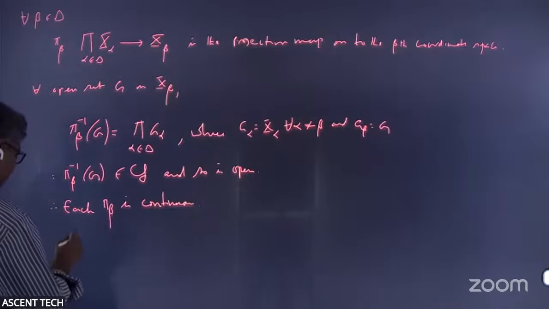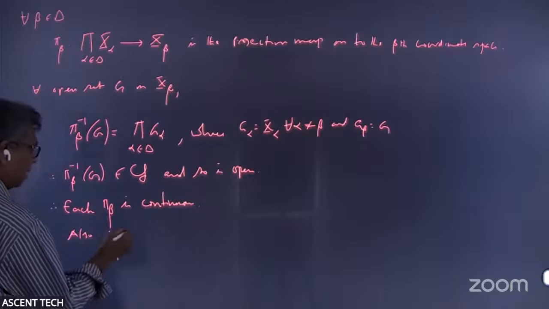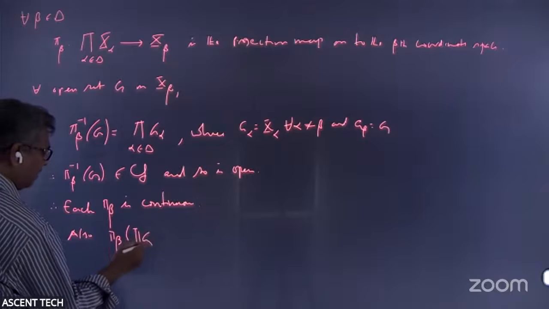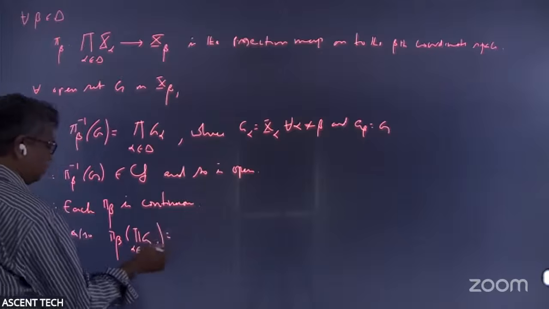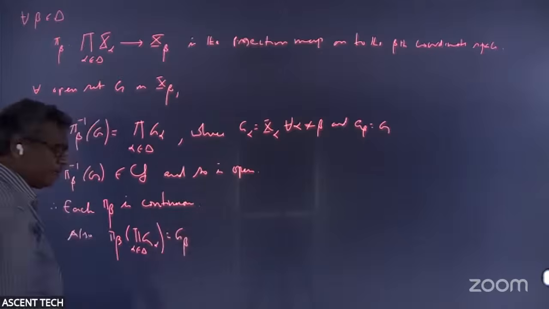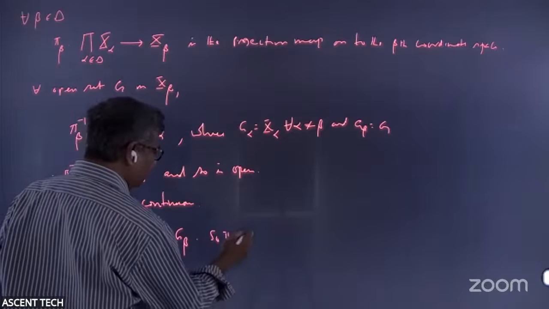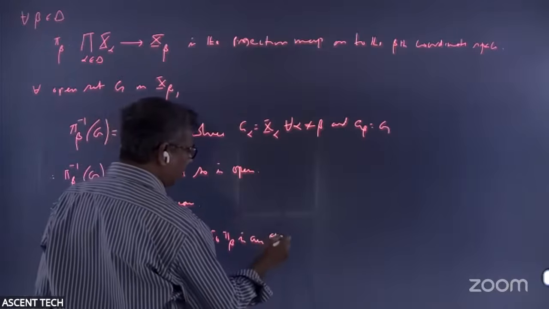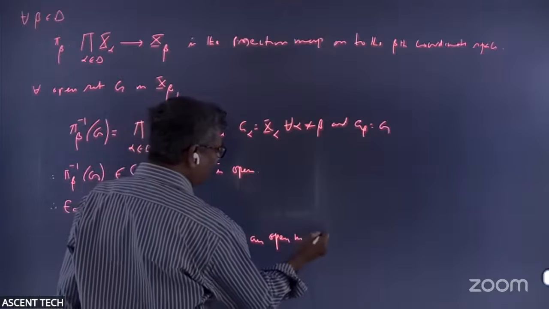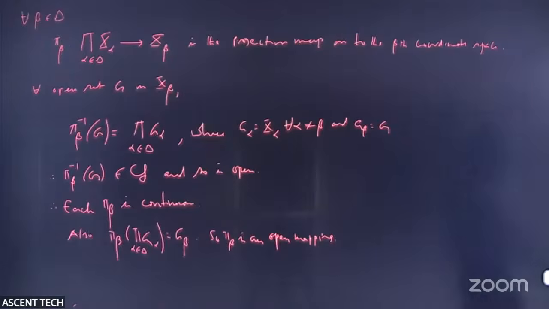Okay. Also, pi beta of the product of G alpha, alpha in delta, is G beta. So the projection map is open also. So pi beta is open too, it is an open mapping. So pi beta is both continuous and open. Okay, right?